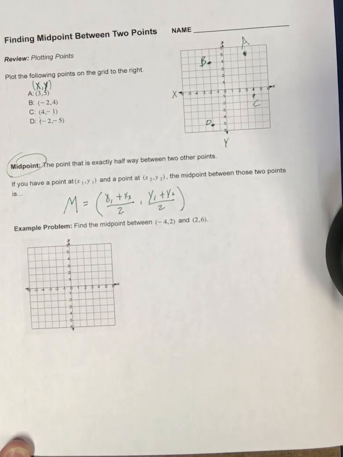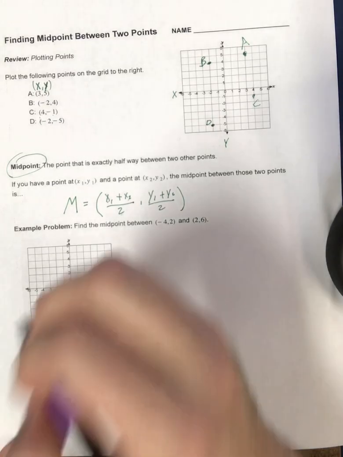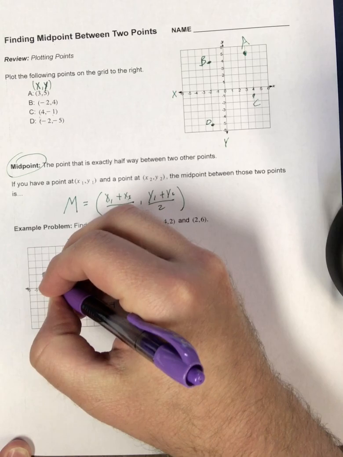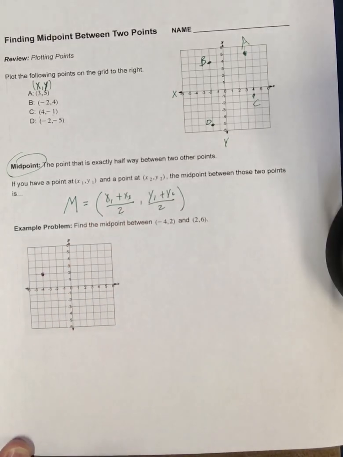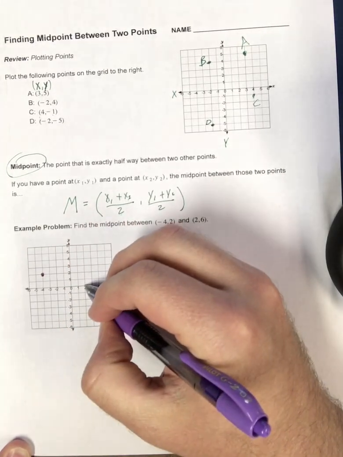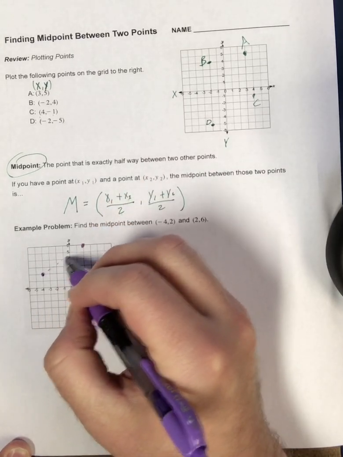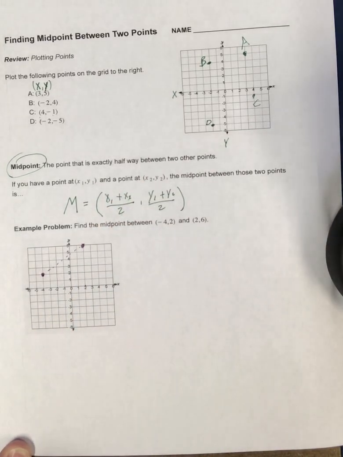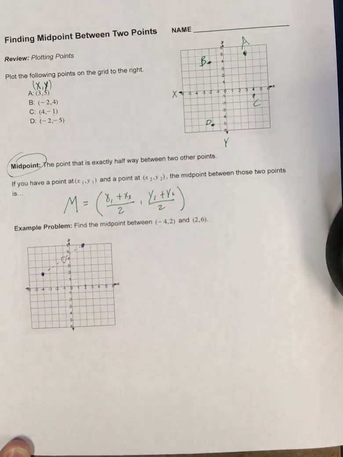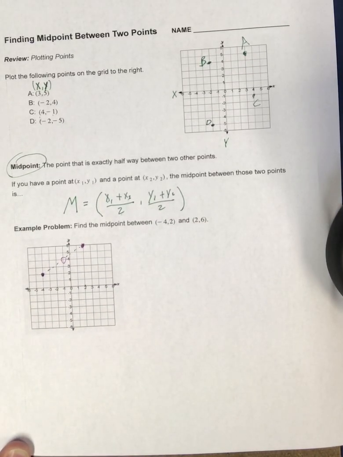Alright, let's go through a whole example here. Find the midpoint between -4, 2 and 2, 6. So first I'm going to plot these points. -4, 2 is right there, and 2, 6 is right here. So if I was going to take a guess as to where the midpoint is, I would guess somewhere around there. That's about halfway between those 2 points.